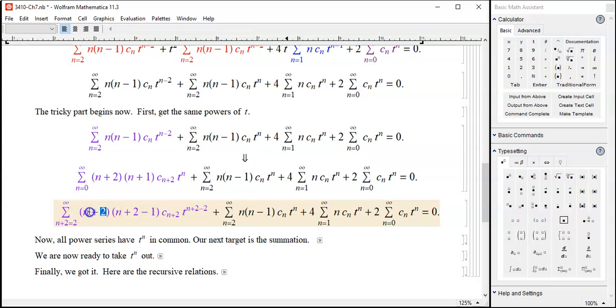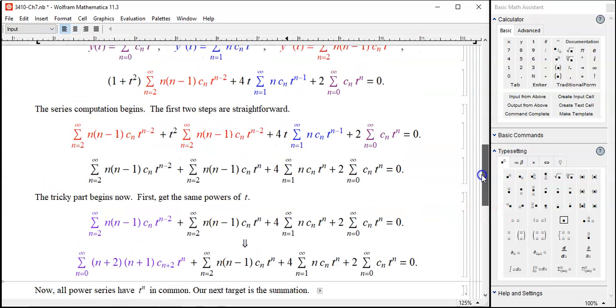Simplify this. This n plus 2, n plus 2. This n plus 2 minus 1, n plus 1. This n plus 2, yes, we have n plus 2. And t to the n plus 2 minus 2 becomes t to the nth power. That was by design. And then the index as well, n plus 2 is equal to 2, so beginning from n equals 0. That's how we got this index shifting done to the colored part.